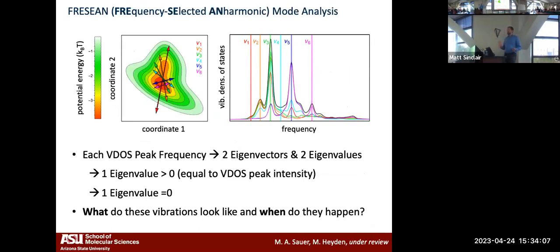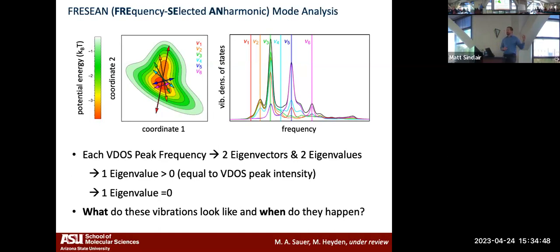It becomes clearer when you actually look at it for a simple system like this 2D system over here. So we have our very complicated vibrational spectrum. We have our frequency-dependent matrix, and we go to our matrix at every individual frequency that we want to understand. We have these different features in our spectrum, for example, this peak or this little shoulder. We go to the matrix at that frequency and we look at its eigenvectors and eigenvalues for that frequency. What we get is obviously two eigenvectors and two eigenvalues because it's a two-dimensional system. One of the eigenvalues is larger than zero, and mathematically, it's actually identical to the intensity of the vibrational density of states. The other eigenvalue is zero.